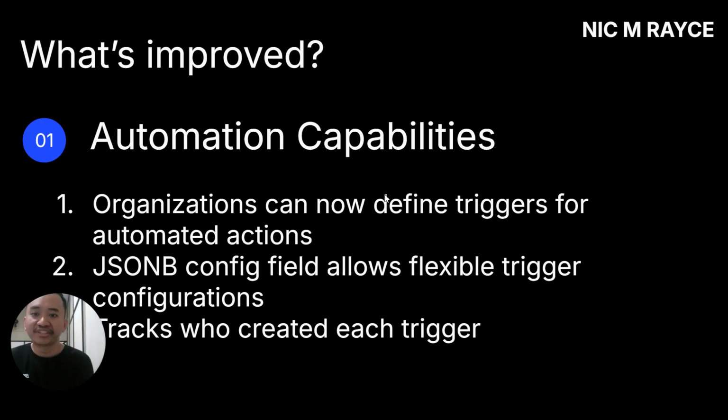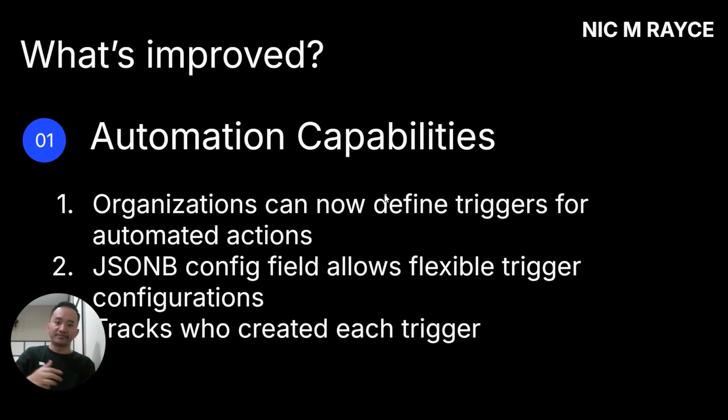Number 1 is the automation capabilities. So organizations can now define triggers for automation actions. Now, again, you have that in the code base, but you don't have the schema and database to support whatever you're doing. So I'm trying to make sure that it matches the code base, okay?